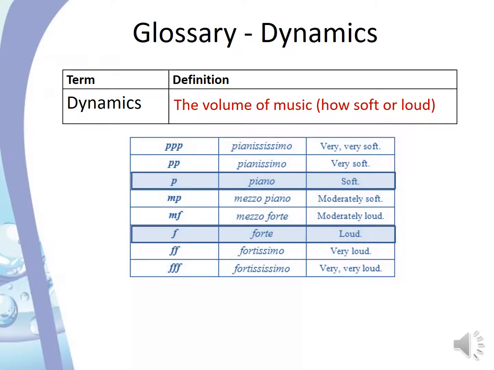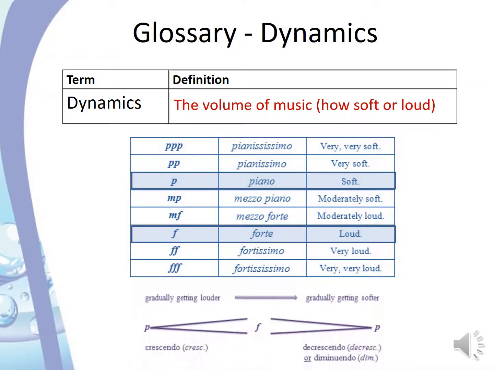All of these dynamic markings are instantaneous, meaning once we see them in a song, we are at that level of volume now. If I would want to make a more gradual change of volume, as though I'm slowly turning up the dial on a stereo, I would use the symbols crescendo or decrescendo.